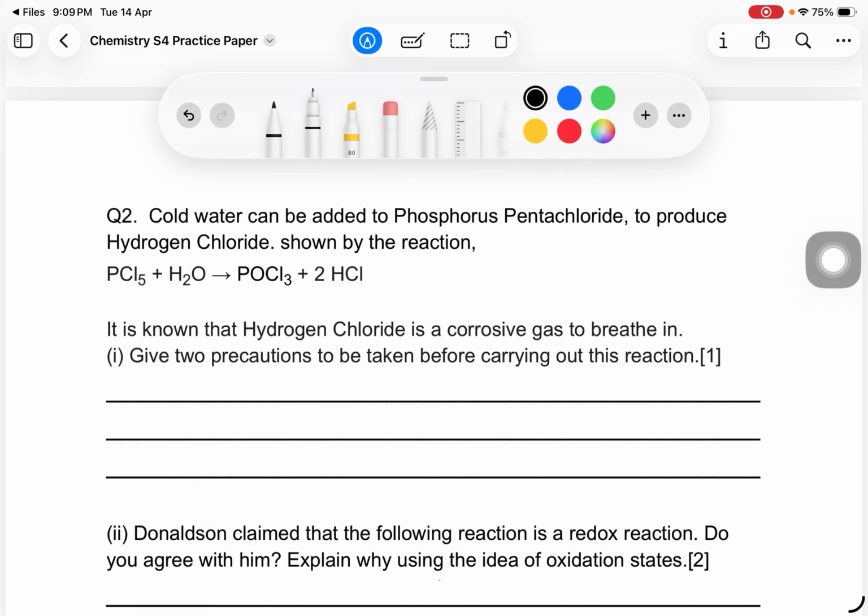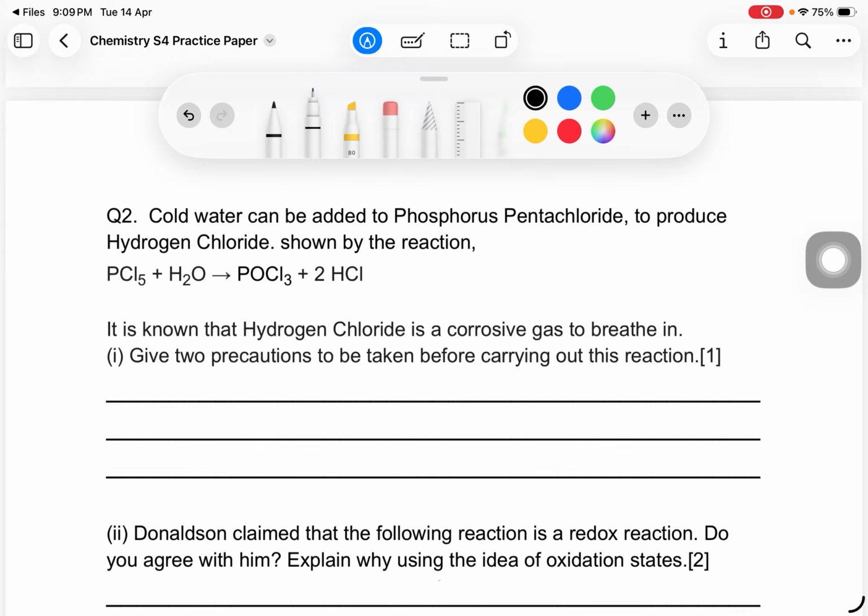Hello students, we'll be reviewing question 2 of our Chemistry Sec 4 practice paper. If you have not watched the question 1 review yet, you can refer to the previous video if you're curious. But if not, let's get started with the second question.